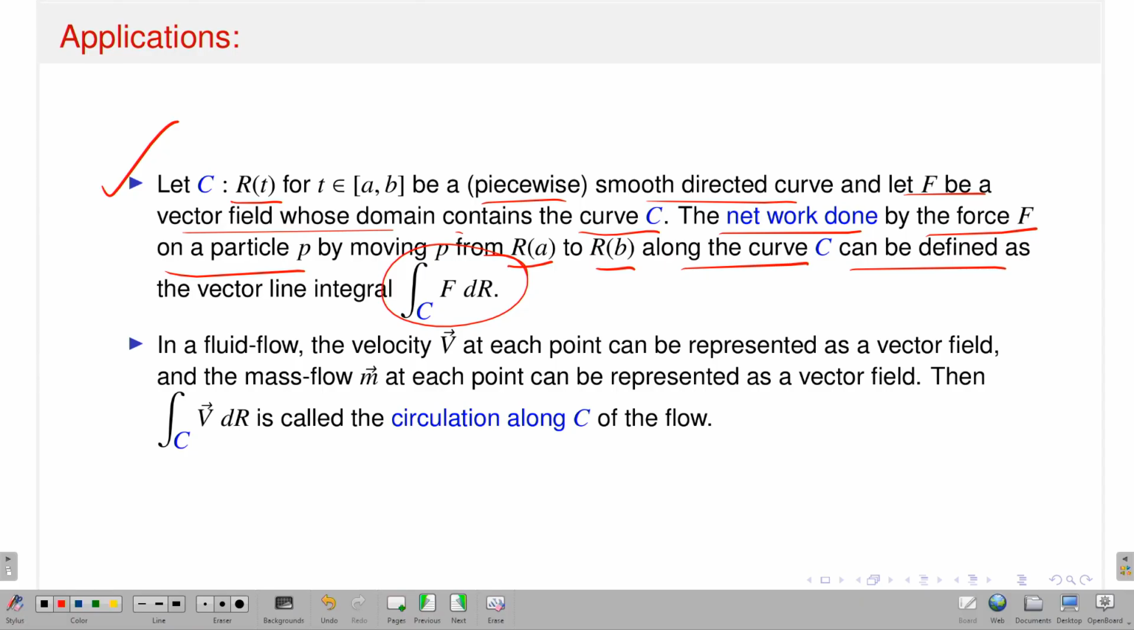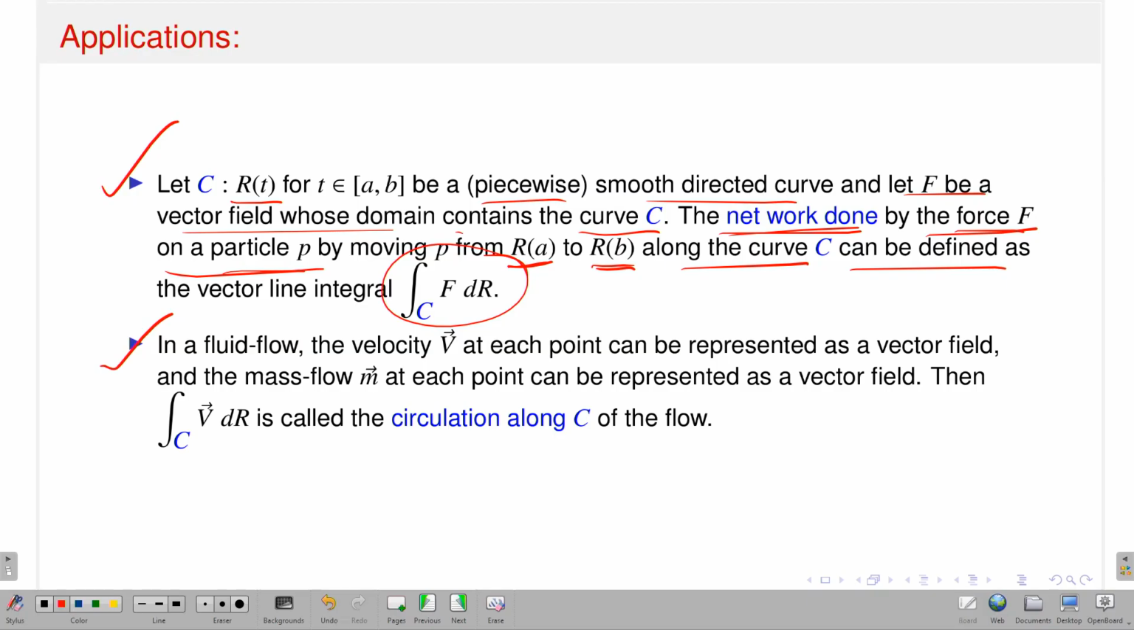Suppose C has a parameterization r(t), and suppose you have a vector field whose domain contains the curve C. Then you can think of the vector line integral as nothing but the net work done by the force capital F on a particle P by moving from the point r(A) to r(B) along the curve C. Okay, that is one.